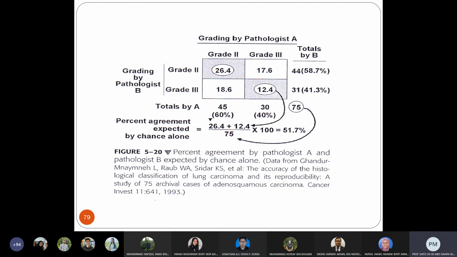For the other agreement, both grade 3, how to calculate that one is 40% of the grade 3 grading by A, 40% times 31. You will get 12.4. For the other two places, the non-agreement, if you do the same thing, 60% times 31 slides, you will get 18.6. And for grade 3, 40% times 44, you will get 17.6.